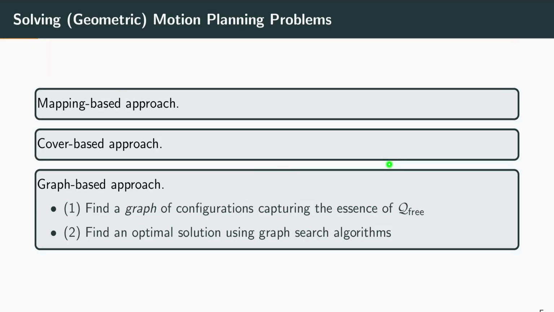And so I would say all of these approaches are already pretty close to this graph-based approach, where we try to identify some sort of graph that has locations and connections. And that graph should capture more or less what is going on in our free space. And then we can use any graph search algorithm to reason over that description to find solutions.